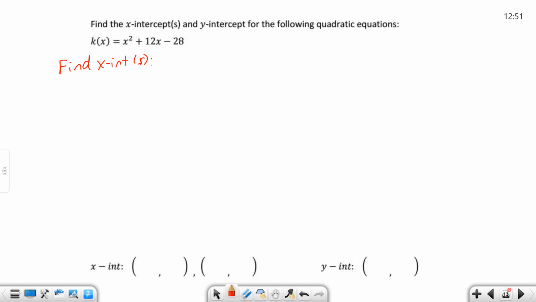So to do that, you let y equal 0, right? That's this thing equals 0. Y is the same thing as k of x. So 0 equals x squared plus 12x minus 28. So you can either factor this or use the quadratic formula. I'm going to factor it if it will.